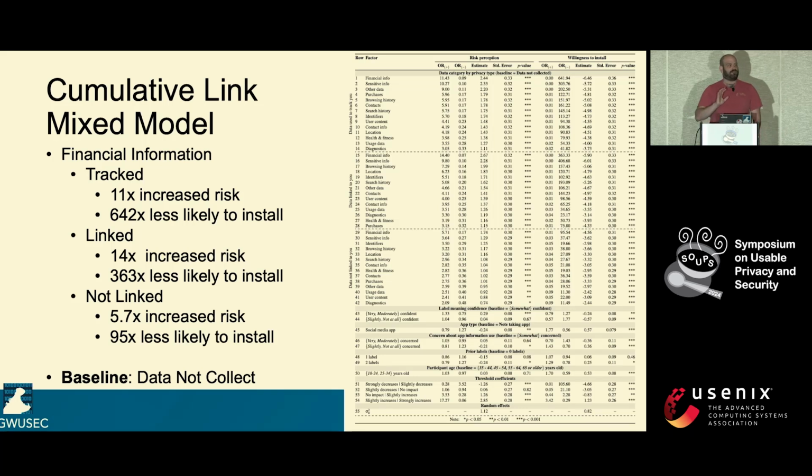For example, one of the ones that had the largest effect was financial information. If you saw that your financial information was tracked for advertising purposes, you were 11 times more likely to increase your risk perception and 642 times more likely to not install the app, right? And then you can see that it falls down. For other categories, it gets a little less as you move along. I could go and present each one of these lines, but I think I would already bore you more than I am.